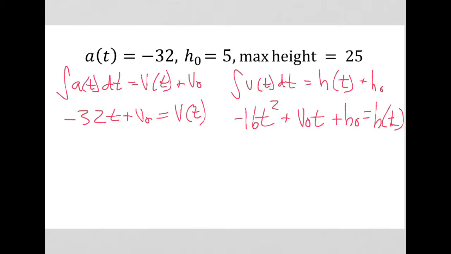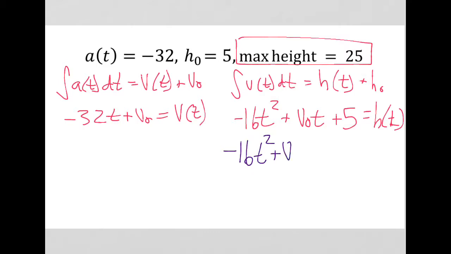We know the initial height is 5, so we know that h naught right there is 5. So now we have these two equations, but where do we go from here? Well, we know it reaches a maximum height of 25. And so, let's say that we get this equation, negative 16t squared plus v naught t plus 5 equals 25.